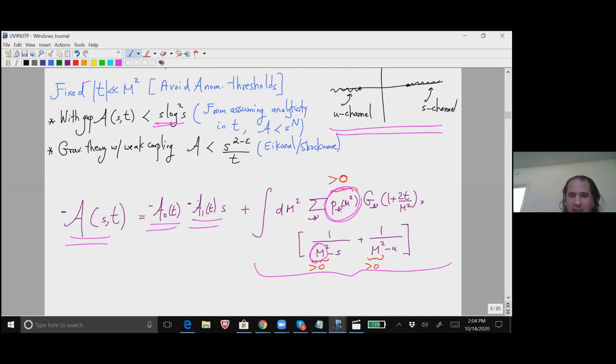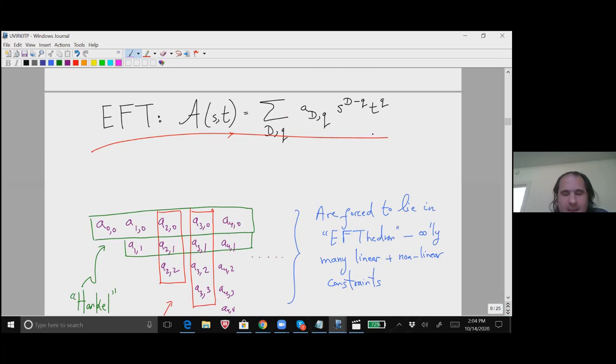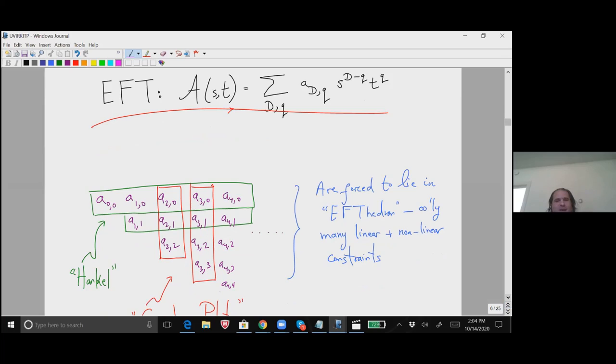Okay, and so what's the shape of the constraints that we find? Well, if we take this amplitude and we expand it in the effective field theory expansion at low energies, just in terms of monomials in S and T, then if I make a big list of all of these coefficients, here I've called these coefficients A, D, Q. D is the sort of engineering dimension of that contact interaction, and Q measures the number of powers of T. And you get this big array of numbers, A00, 10, 20, 11, 21, 31, and so on. So there's a giant array of numbers, and these numbers have to satisfy infinitely many linear and nonlinear constraints.